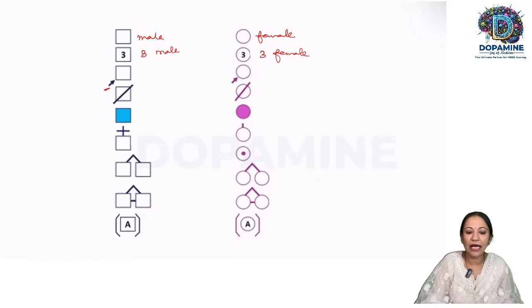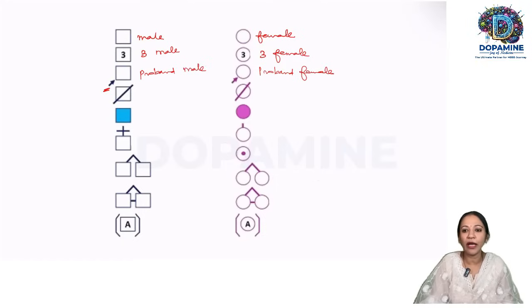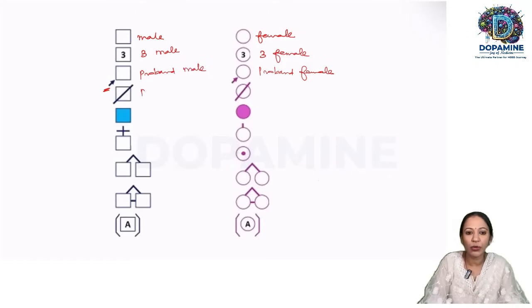And what does this arrow indicate? It means a person is a proband. So proband male. Similarly, this is proband female. What do you mean by proband? It means the first index case in the family from whom the genetic abnormality was detected. And as you are aware, when there is a cross over there, it means a person is deceased. So deceased male. Similarly, here it is deceased female.